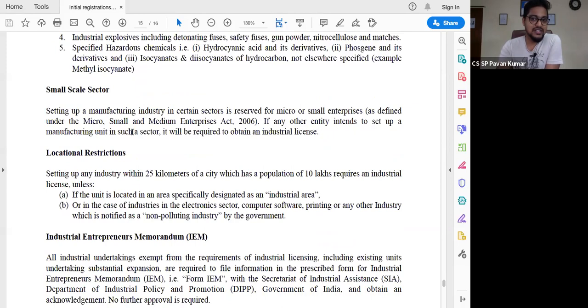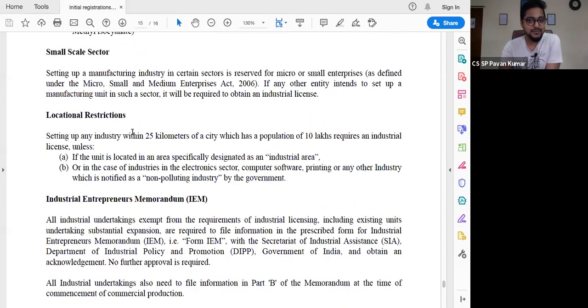Then comes small scale sectors. We've said certain types of products are specifically reserved for SSI units. When big industries come and start doing those areas which are reserved for SSI units, then compulsory licensing gets triggered. You will have to get trade licenses.